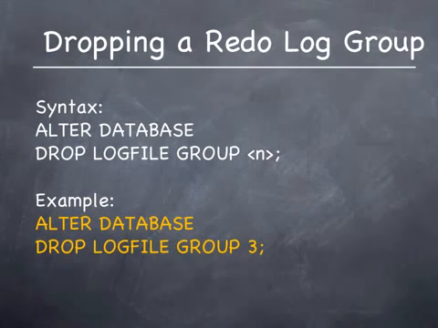The syntax to drop a redo log group is on this slide. It is alter database drop log file group followed by the group number. In the example, group 3 is being dropped using the command alter database drop log file group 3.